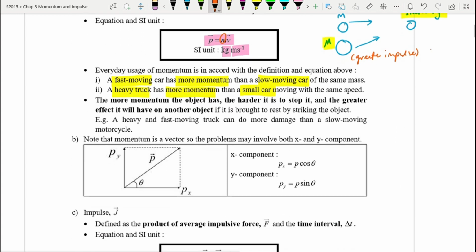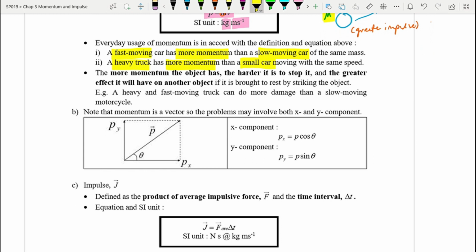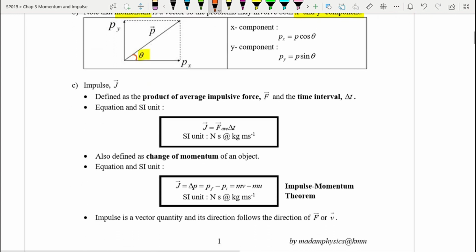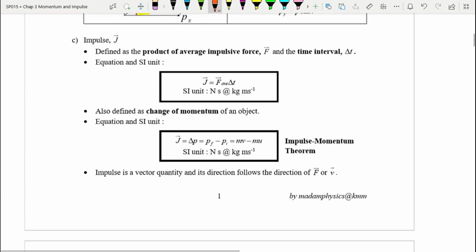Alright, so next, since momentum is a vector, we can resolve it, okay? Like what we did in chapter 1, we did it for velocity and for displacement. So momentum too, we can resolve into x and y components. So make sure you use the correct angle. To make it easier, we take the angle from the x-axis. Then we can decide that the x component must use cos and the y component must use sin. We won't go into detail about px and py. Okay, next we want to learn about impulse.